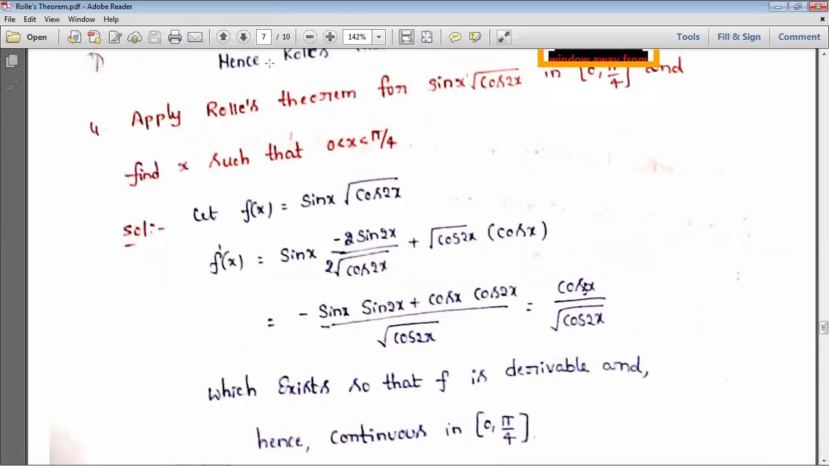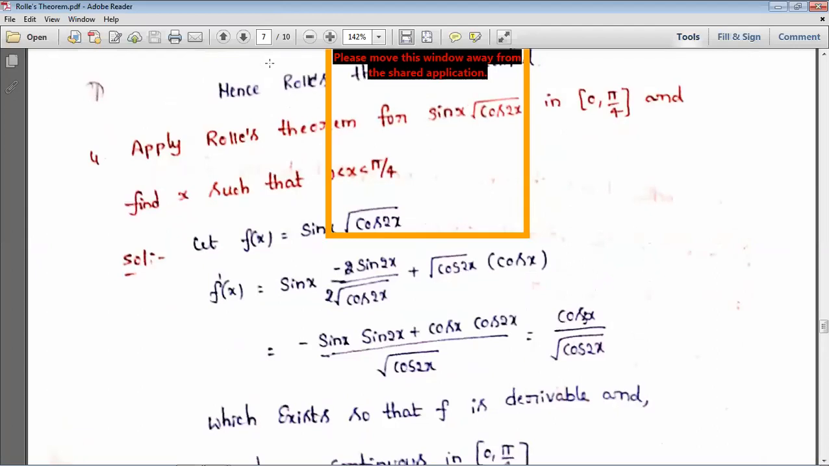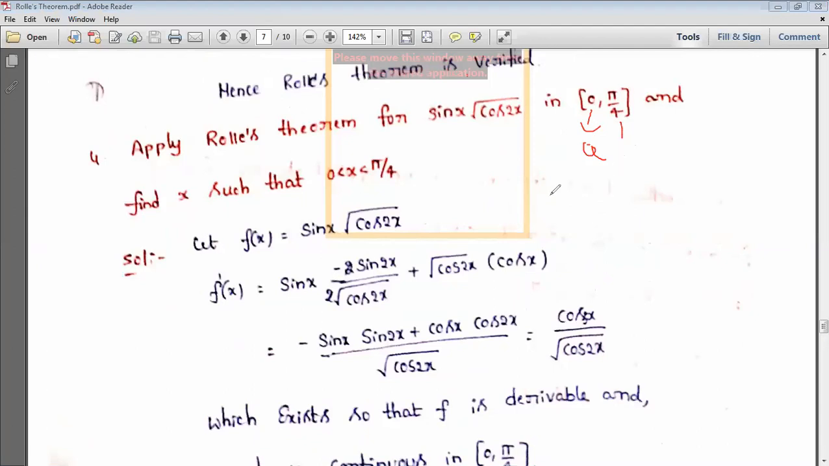Here, f(a) is what we have. A is 0 and B is pi by 4. Now we have to calculate f(0). So f(0) is nothing but substituting 0 in place of x.